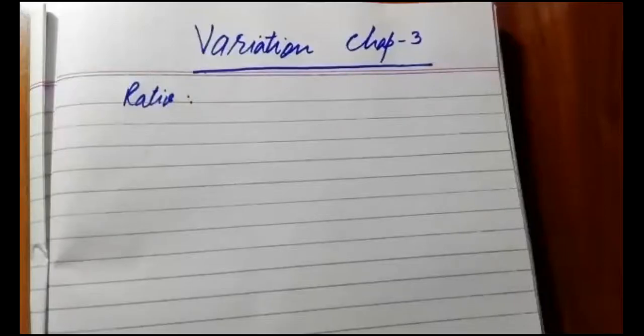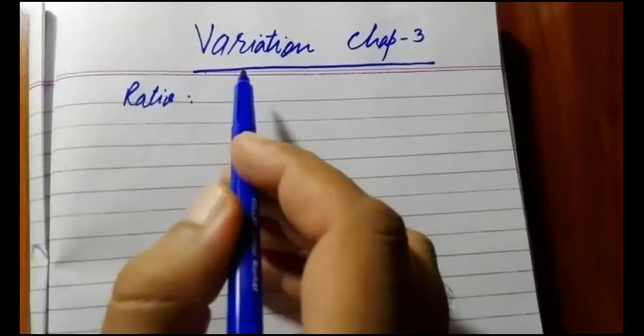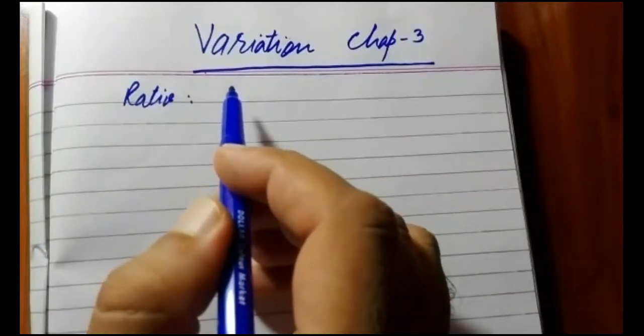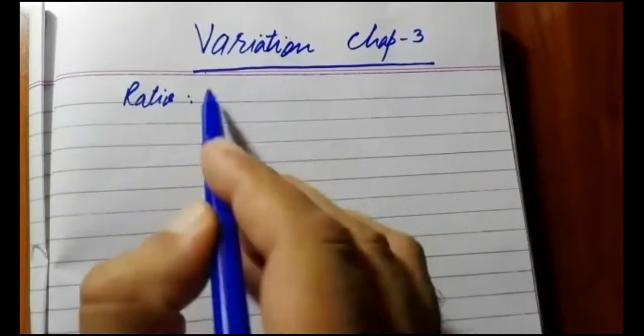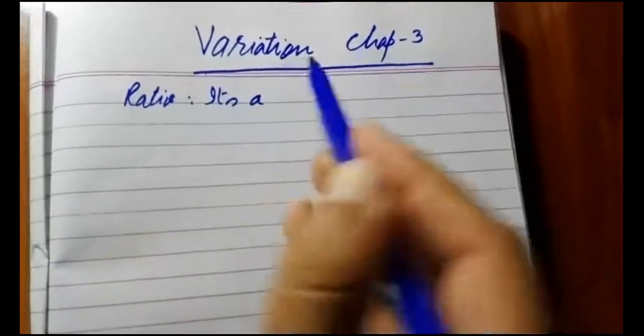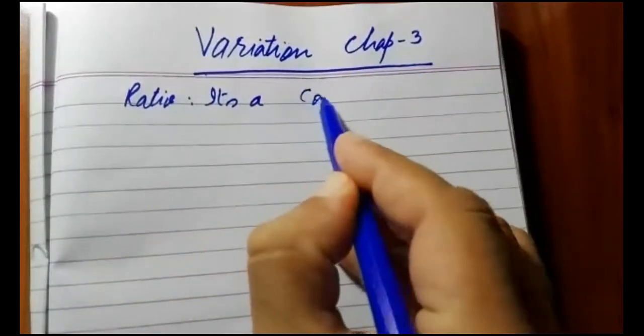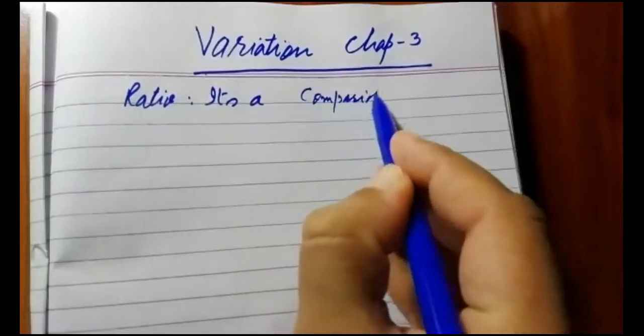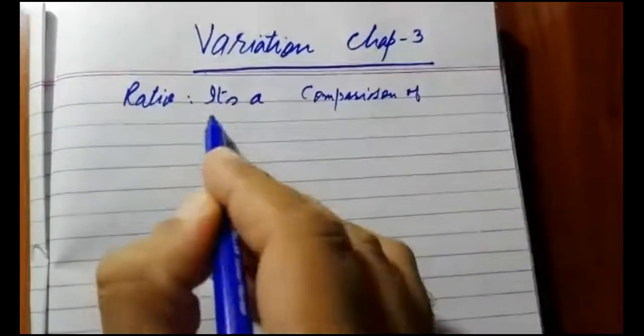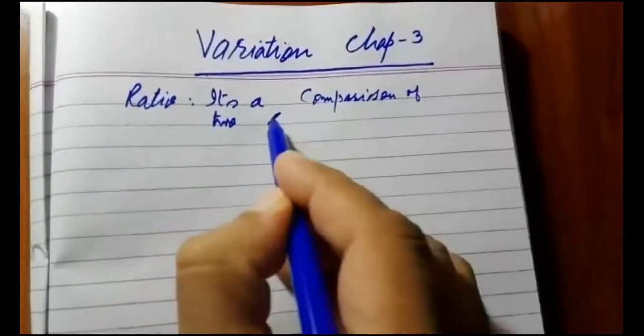Same sort of quantities. You can compare any two things, like marks will be compared with marks, like rupees will be compared with rupees, and dollars will be compared with dollars. Similarly, two similar quantities are compared together. So it's a comparison of two similar quantities.